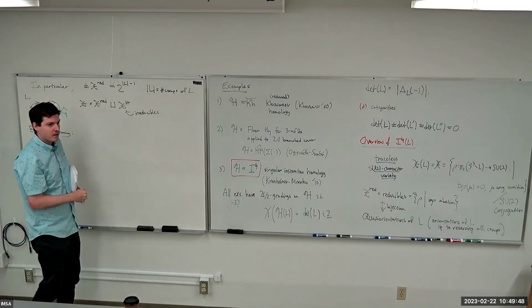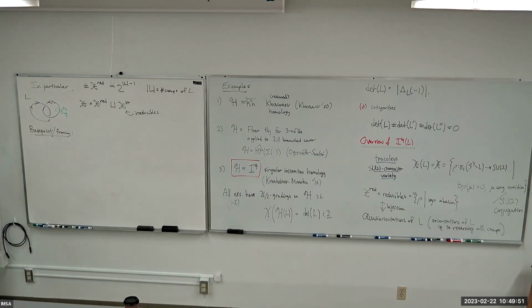So when you're saying a preferred meridian, you mean you're also choosing a path from the base point to your component? I mean, there could be non-homotopic based loops that are both meridians of the same component of L. Right? And so when you're saying preferred meridian, do you mean a choice of one of those, or are you just saying in terms of the orientation of which way it goes around?